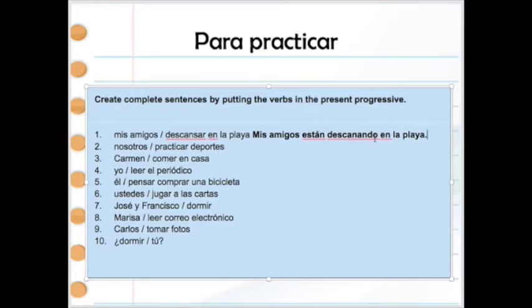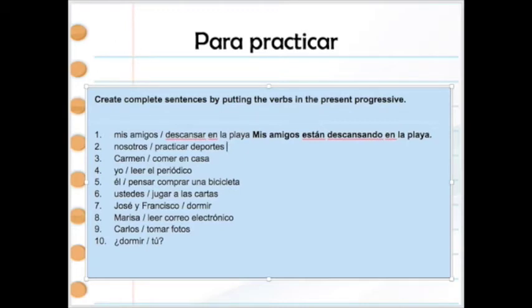Right, so mis amigos están descansando en la playa. Descansando. I missed a letter, sorry. Mis amigos están descansando en la playa. Literally, my friends are taking a nap, resting on the beach. Okay, nosotros.